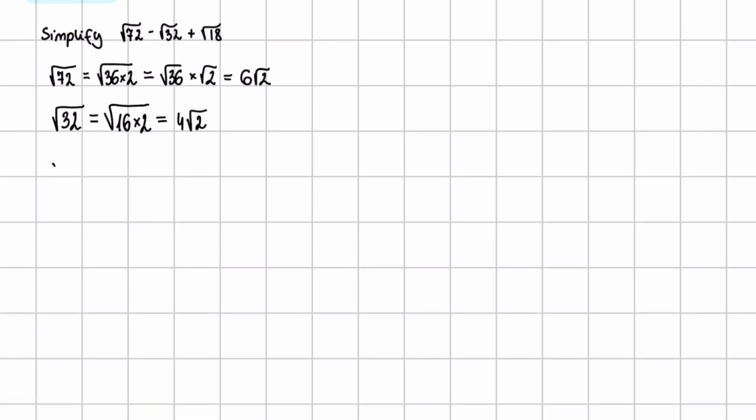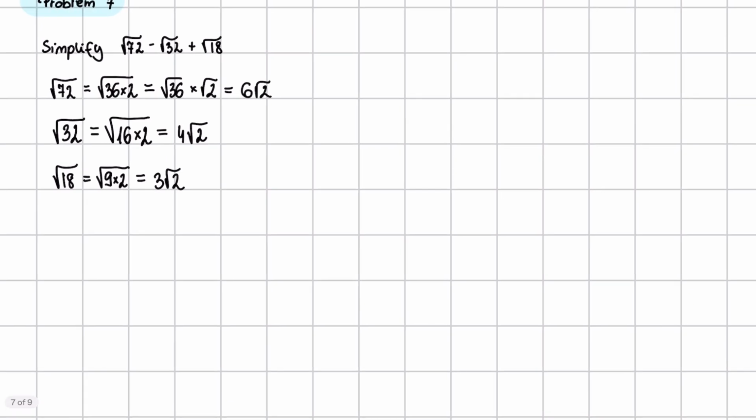And then we have a square root of 18. And 18 divided by 2 is 9. 9 times 2 is 18. And we know that the square root of 9 is just 3. So 3 and square root of 2.